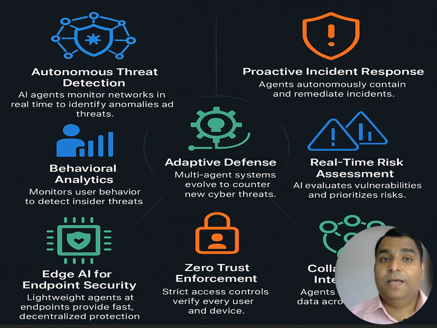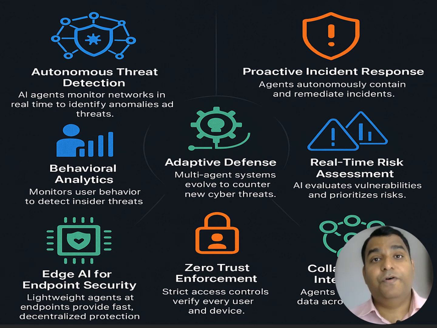For example, AI evaluates vulnerabilities and accordingly defines priorities and risk based on potential impact. At the same time, on collaborating threat intelligence, AI agents share insight across systems to build a unified defense strategy. It is helping in zero trust enforcement, where we know that we need to verify all users, devices, and so on. So agentic AI enforces strict access control and verifies every user and device. Behavioral analytics is very important nowadays for insider threats. So it detects insider threats and compromised accounts through continuous behavior monitoring.